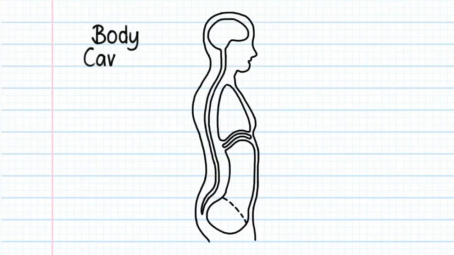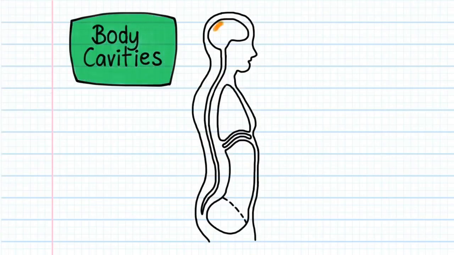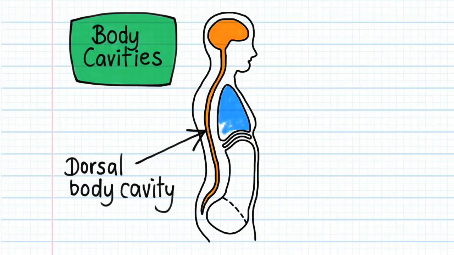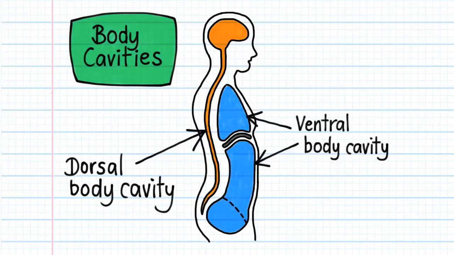The human body consists of two main cavities: the dorsal body cavity and the ventral body cavity. If you're not sure what the terms dorsal and ventral mean, check out my other video on anatomical terminology.